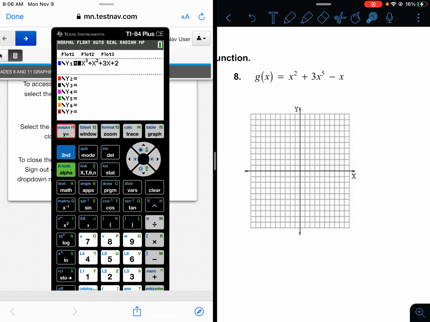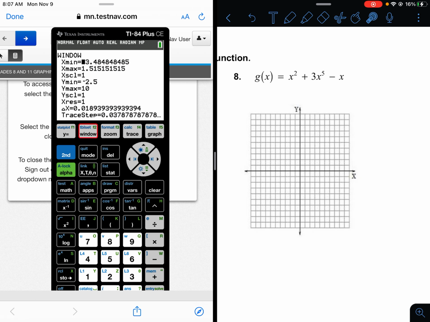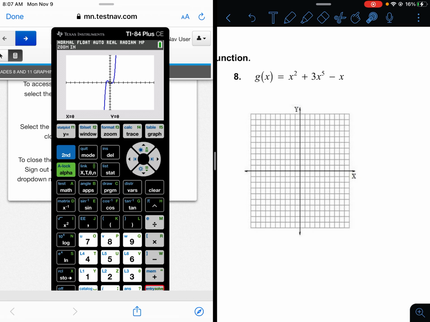So this has got an x to the 5th in there. Now it doesn't really matter when you're putting this in your graphing calculator, the order. So I'll just do it how it's written, plus 3x to the 5th minus x. And so there we go. We get a little zoom 6. Oops, zoom 6. And then I'm going to zoom in here. There we go. So now we should be able to find local max and local min.